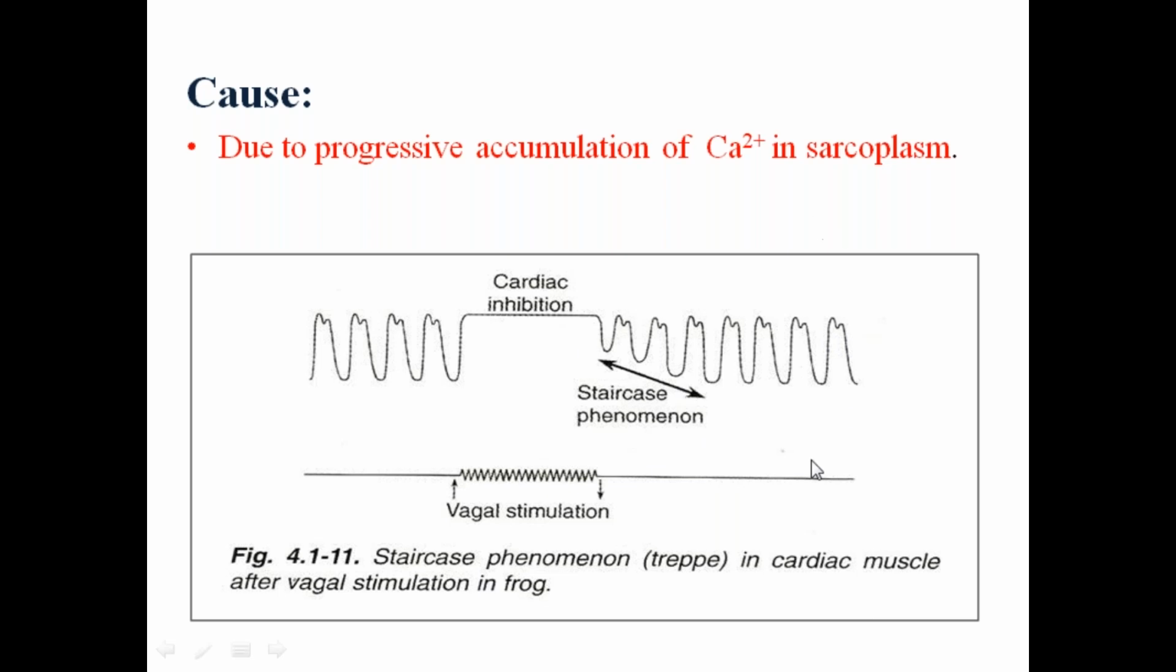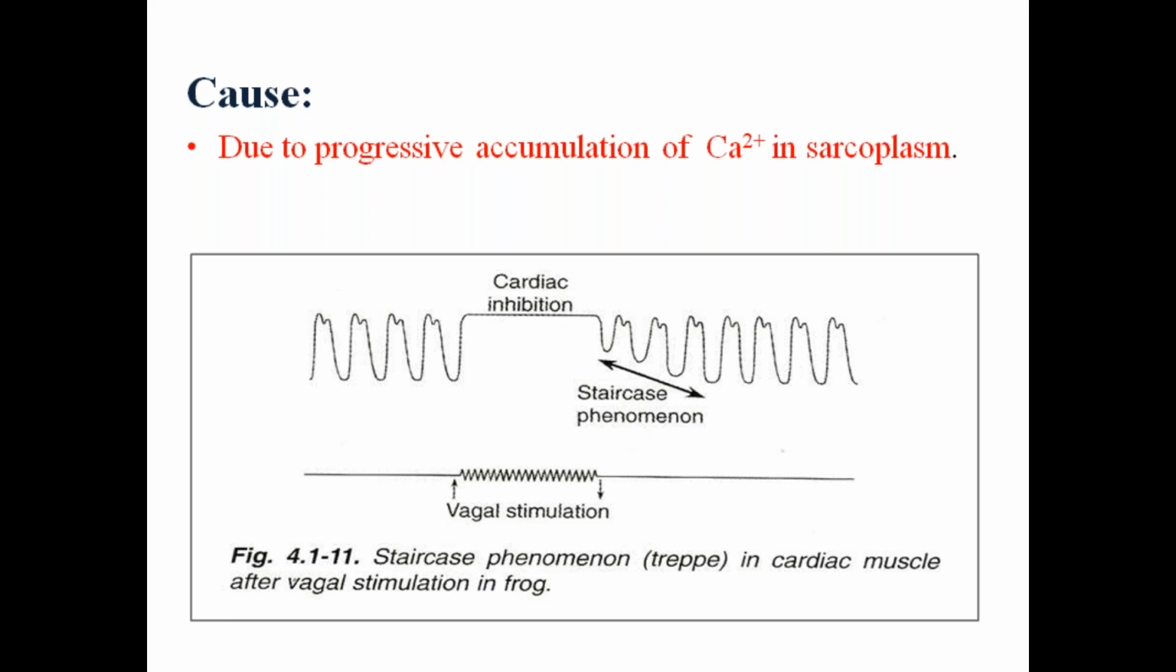So this increase in force of contraction is because of accumulation of calcium ion. Actually, what happens when, after stoppage, the heart resumes its beating, some amount of calcium is released during contraction, and then during relaxation, this calcium goes back into the sarcoplasm. Now, what happens is that not all of this calcium is going back into the sarcoplasm. Some amount is remaining there.